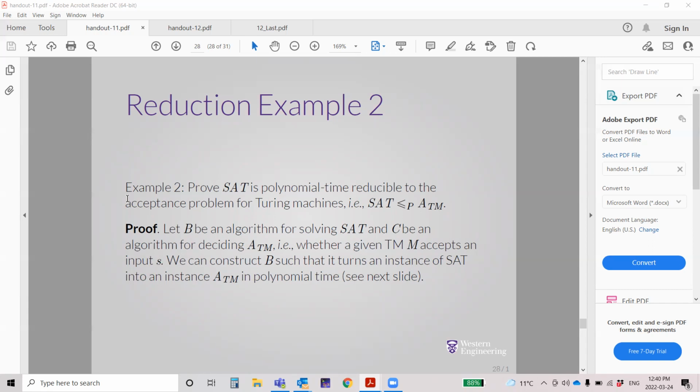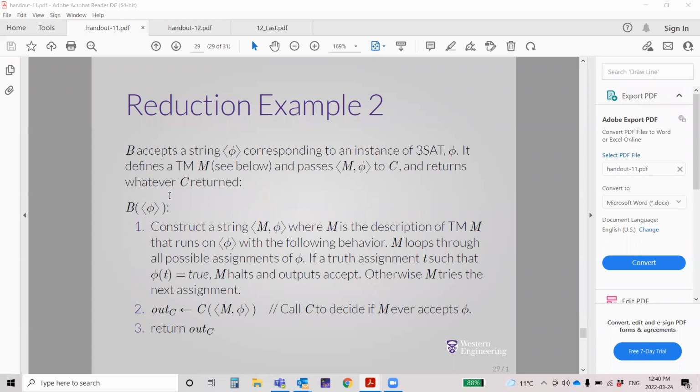For example, SAT is reducible to a Turing machine. Proof: let B be an algorithm for solving SAT and C be an algorithm for deciding whether a given TM M accepts an input S. We can construct B such that it turns an instance of SAT into an instance of a Turing machine in polynomial time. See the next slide for how we'll do that.